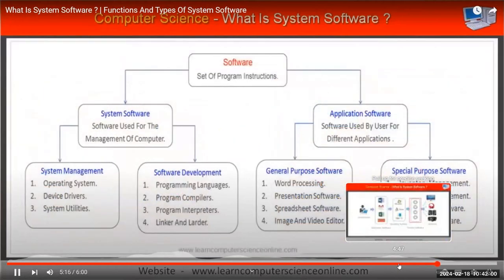All right. That brings us to the end of this video tutorial, and in this tutorial, we have discussed in detail what is system software, different types of system software, and its functions.